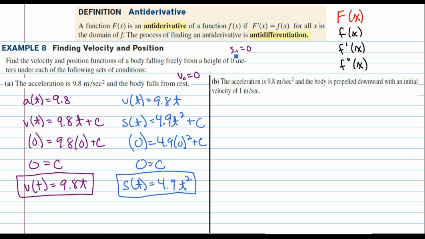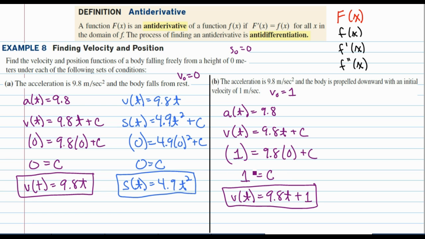Now in part B, the initial position is going to stay the same, but now it says the acceleration was 9.8 meters per second squared, and the body is propelled downward with an initial velocity of 1 meter per second. So v sub 0 this time is 1. So let's start with the acceleration as we did before, 9.8 meters per second squared. Taking its antiderivative is just going to be 9.8t plus this constant, which now we have something to work with. We're going to plug in 0 for t and 1 for v of t. So I get that the constant is 1, and then the velocity function is going to be 9.8t plus 1.